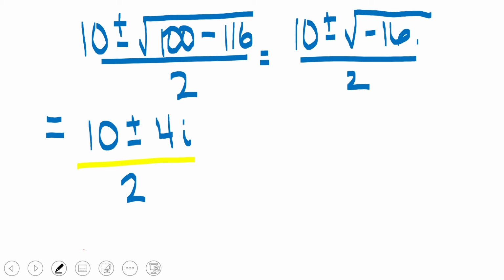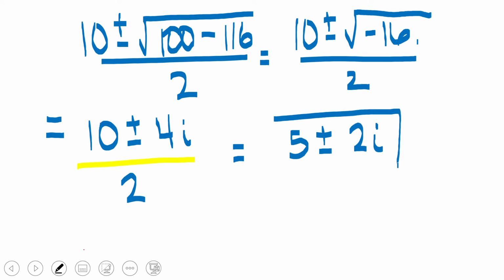We can simplify this because both 10 and 4 divide by 2. 10 divided by 2 is 5 plus or minus 4 divided by 2 is 2, and we retain the i, the imaginary number, the complex number that it becomes. Remember that a complex number is a compound number, so we're combining two types of numbers here, representing the original negative 16 under the square root that it came from.